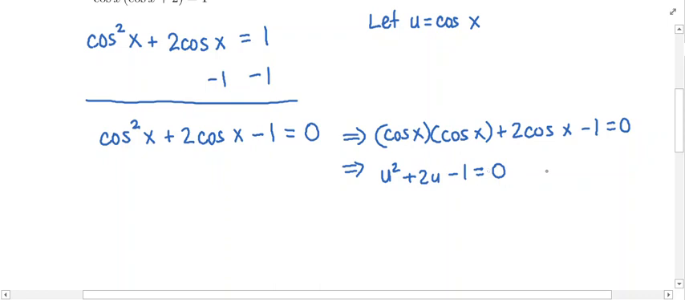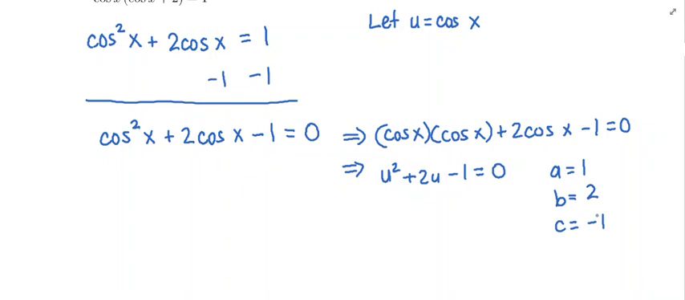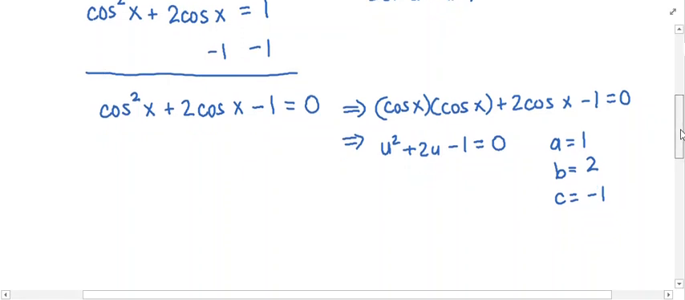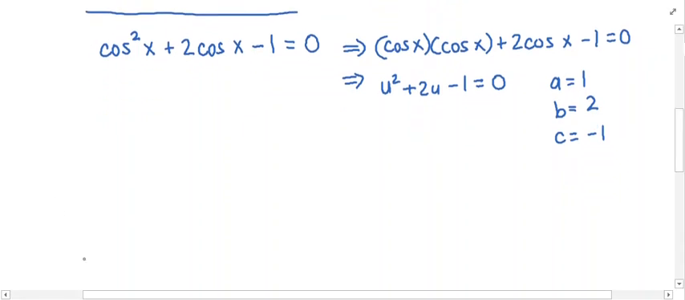But here for the quadratic formula, you need to identify the a, b, and c. Here a is going to be 1, the number in front of u squared, or alternatively in front of cosine squared x. B is going to be the number in front of u, or the number in front of cosine x. That's going to be positive 2. C is going to be the constant, which is just negative 1. You cannot make these identifications until one side is equal to 0. So these are the values that we're going to plug into the quadratic formula.